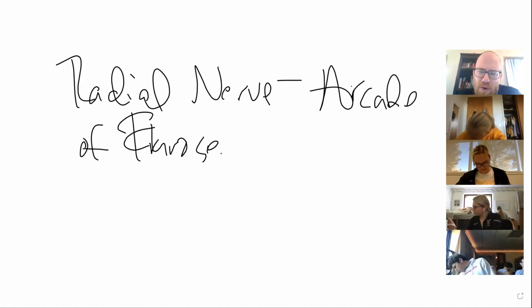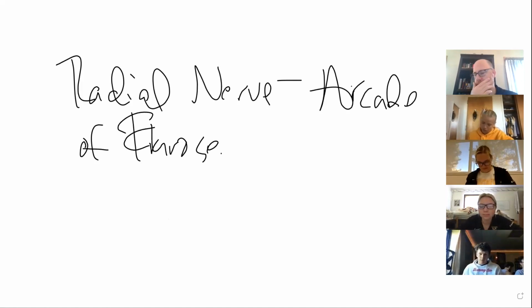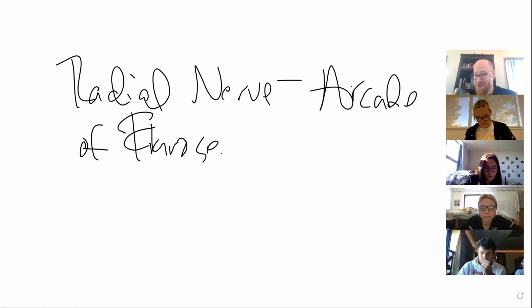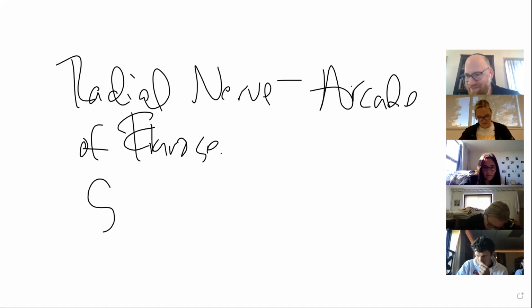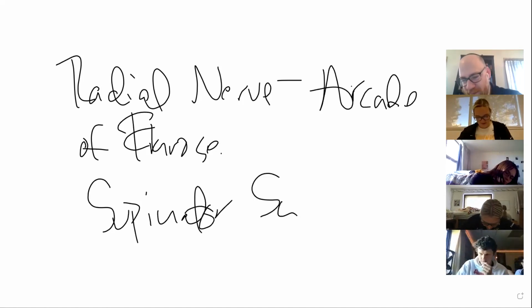So radial nerve, arcade of Froze. Now, what other syndrome could potentially compress the radial nerve at the elbow? Supinator syndrome. Yes. Supinator syndrome. Fantastic, Annika. Supinator syndrome. Very good.